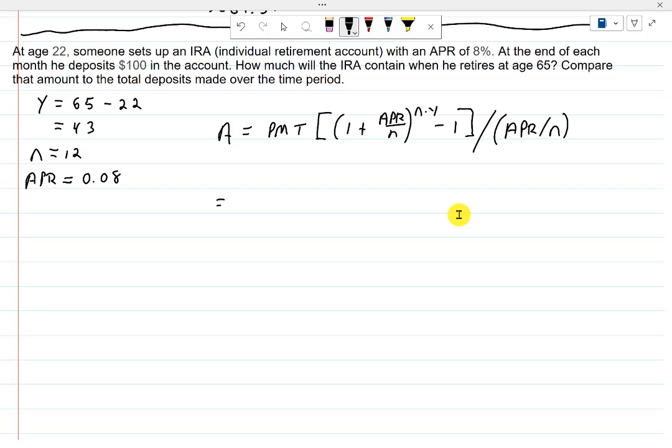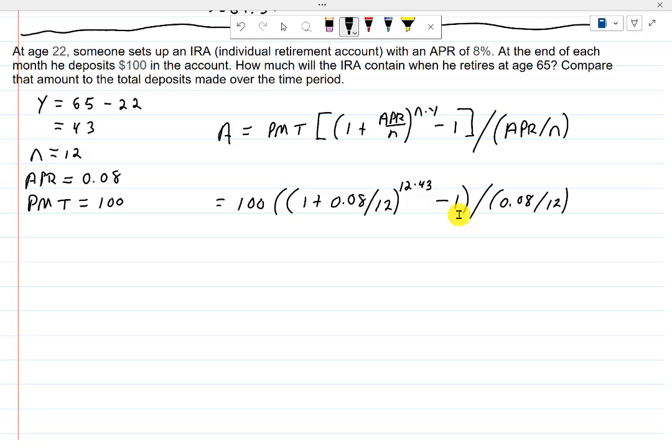All right, let me plug this stuff in. So our payment then is how much? $100 is how much he's putting in each time. So I have 100. I'll do double parenthesis. 1 plus, now the APR was 0.08 divided by 12. Raise that to the 12 times 43 power. And then I'll have my APR 0.08 divided by 12 again. So take a look at that. Make sure that if you're working on this with me on the computer, make sure that you take a good look at that and have everything in the correct place.